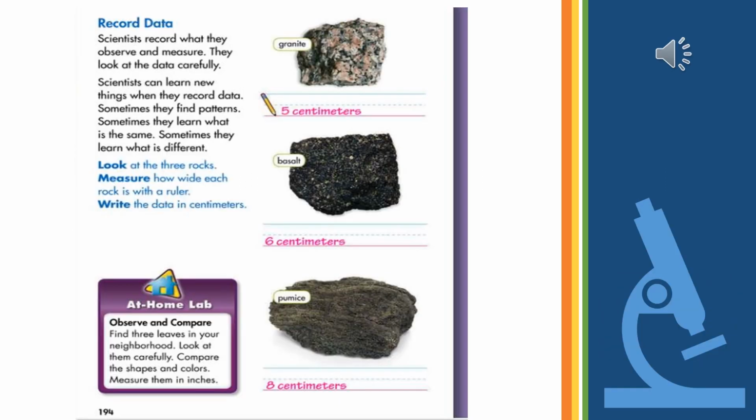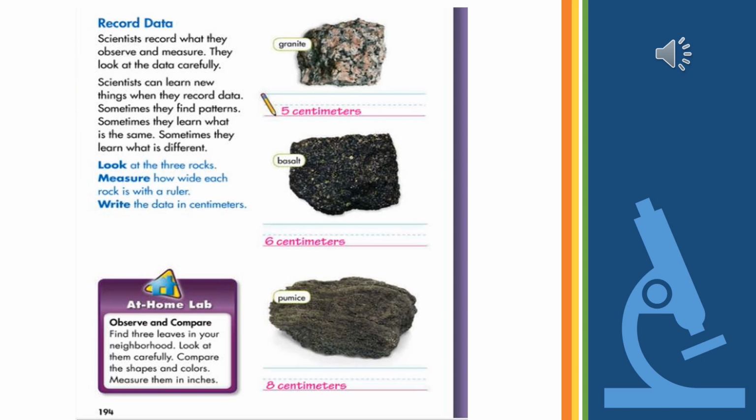Please check your science book, page number 194. It's explaining that scientists record what they observe and measure. By recording, they learn new things. They find patterns, they find out same and different things. And finally, it's asking you that if you have these 3 rocks with different kinds, such as granite, basalt, and pumice, measure them to observe. Can you remember? To observe how wide each one is using a ruler.